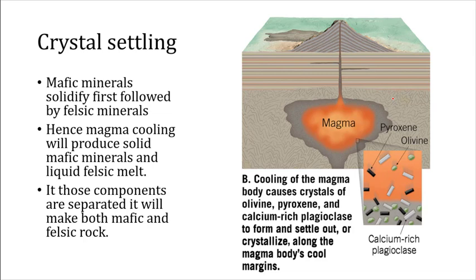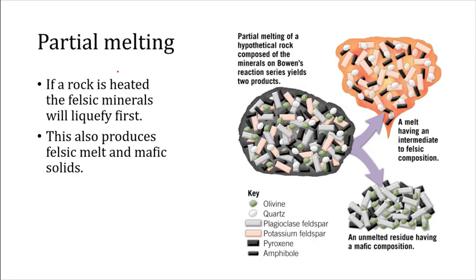Okay, so crystal settling produces mafic solids and felsic liquids, right? Those felsic liquids can cool to become felsic rock. Now, going the other way, it works too. If we go the other way, if we take a solid rock and we melt it, right?